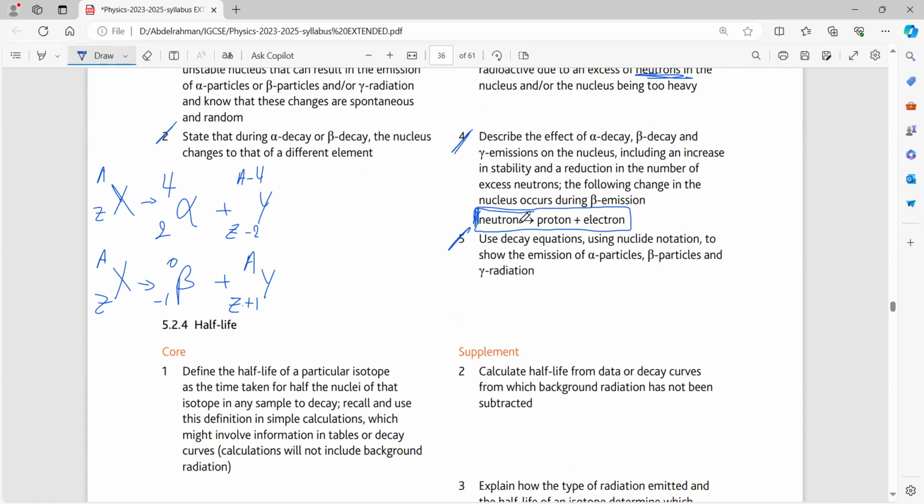And for alpha, what do I say? Alpha would lose 2 protons? Yes, 2 protons and 2 neutrons.